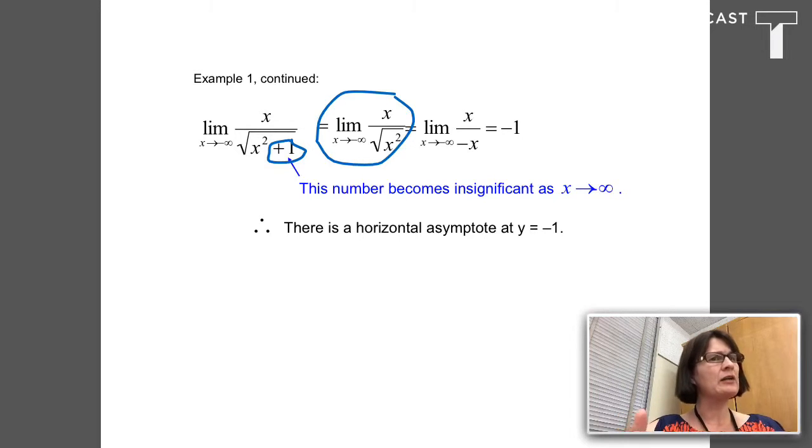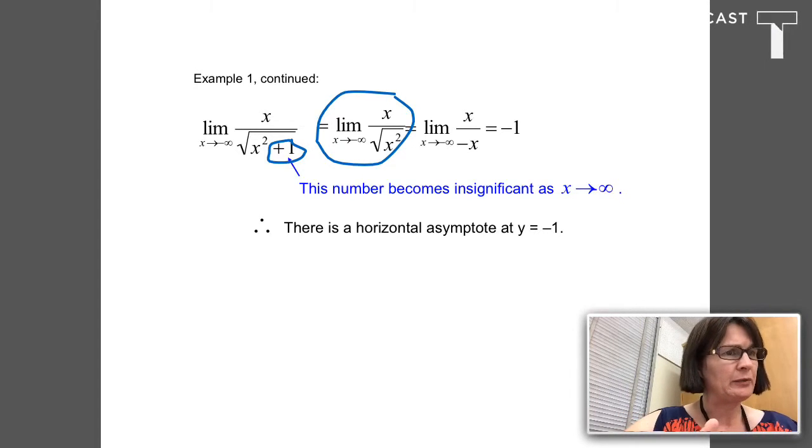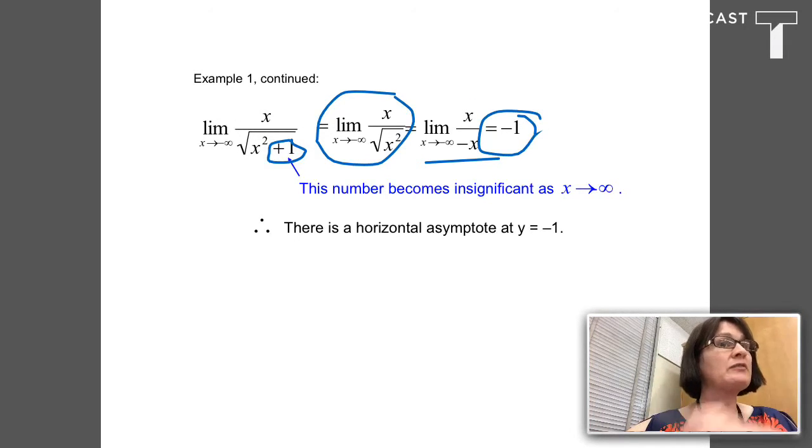The difference here is that if x is a negative number, the square root of x squared isn't x anymore, because this radical symbol means to take the positive square root. So if I take a negative number and square it and then take the square root, I'm not going to get back the original number, I'm going to get back its opposite. So now I have the limit as x approaches negative infinity of x over negative x, which simplifies, when I divide a number by its opposite, always to negative 1. Now I know that there's also a horizontal asymptote for this function at y equals negative 1.